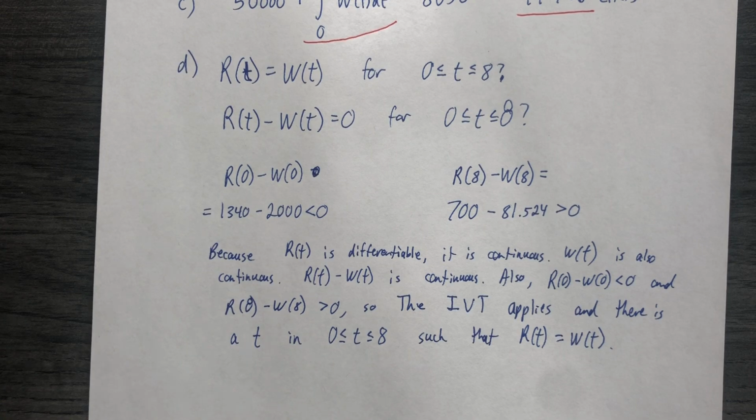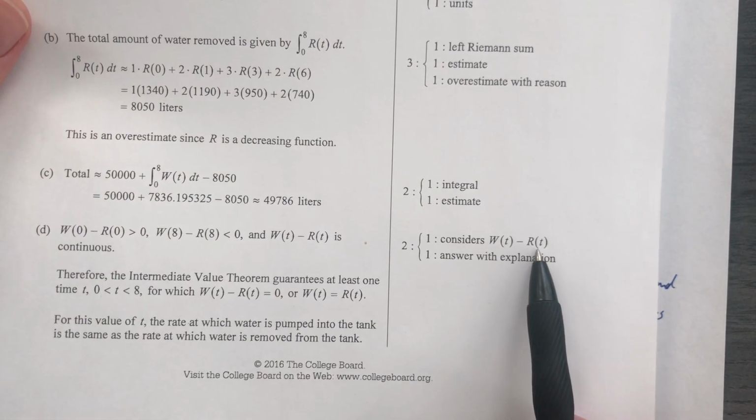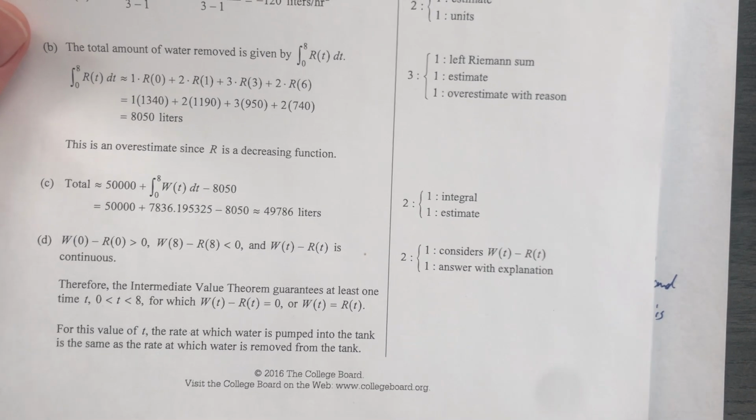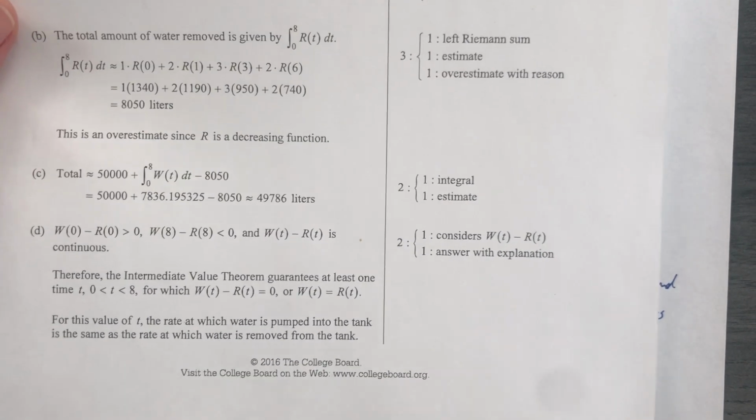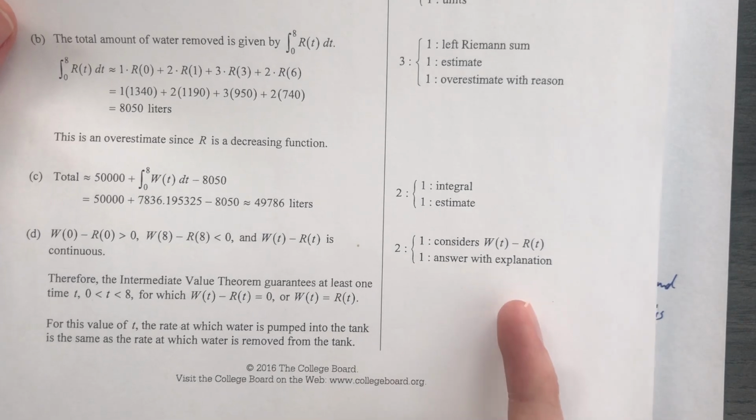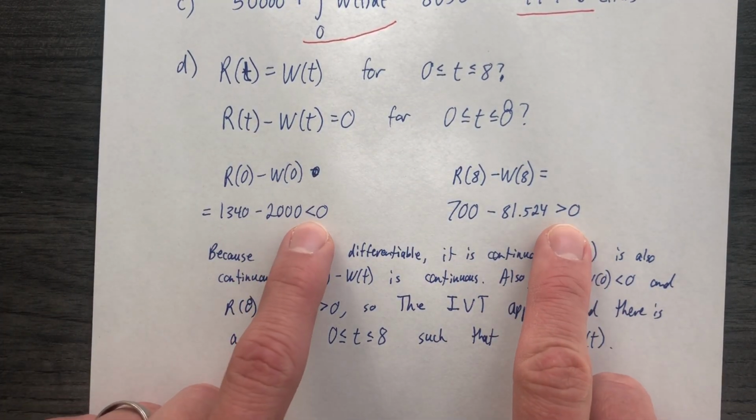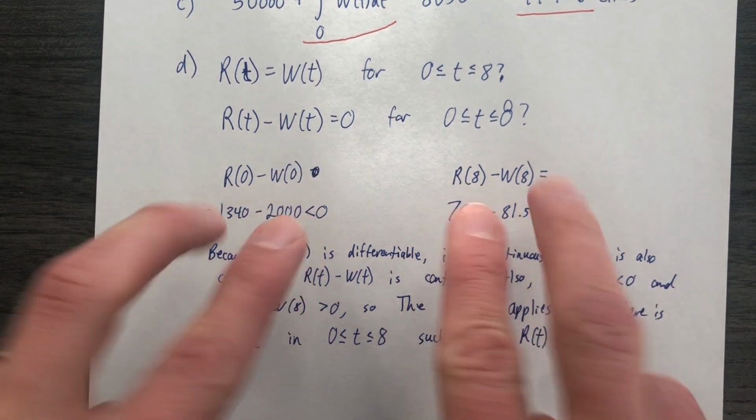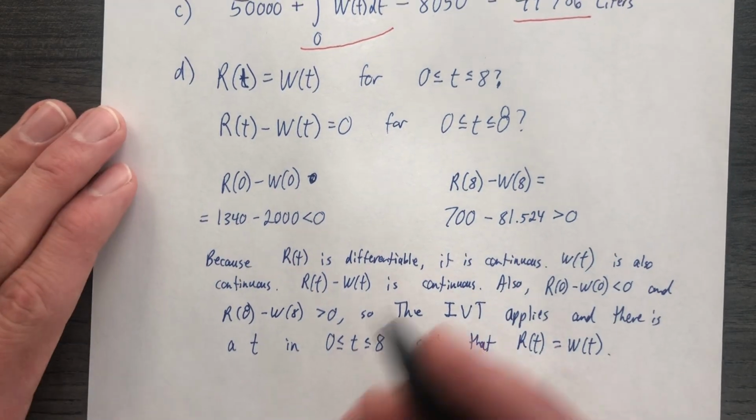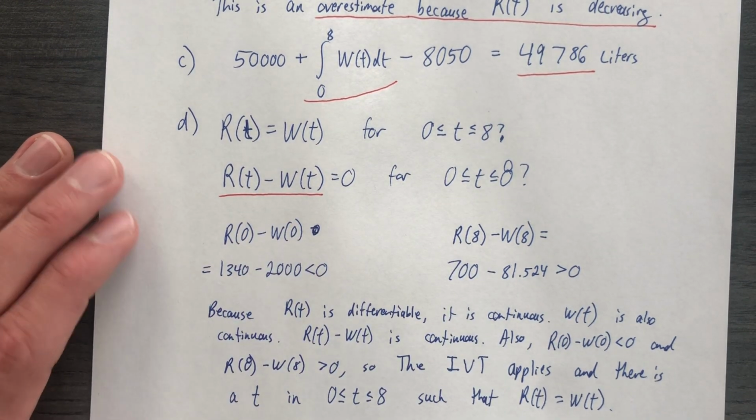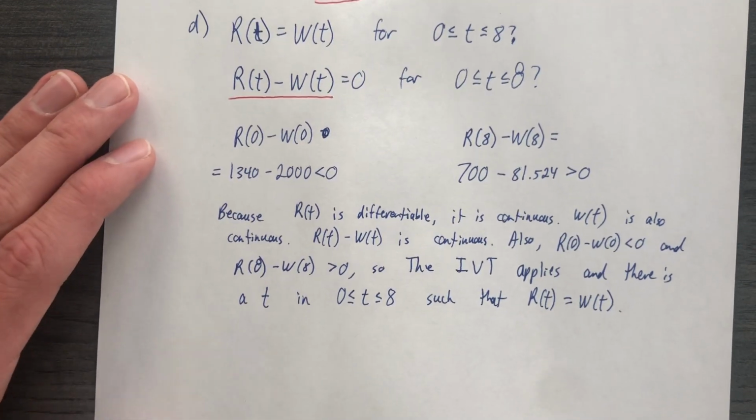They said considers w minus r, and I did mine backwards. You will get credit for that, though. I did r minus w. Folks, you are going to get the same thing. It's going to be fine because we still had the same rationale. So my signs are going to be different here because we reversed them, but we considered w minus r, or in my case, r minus w, and then the answer with the explanation.